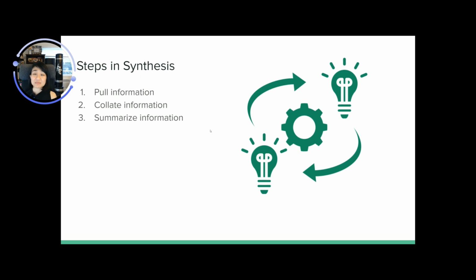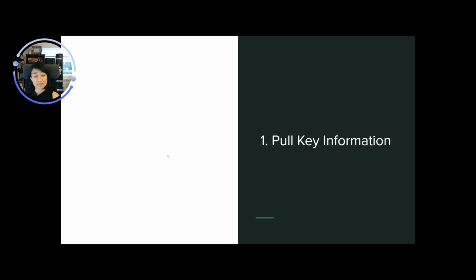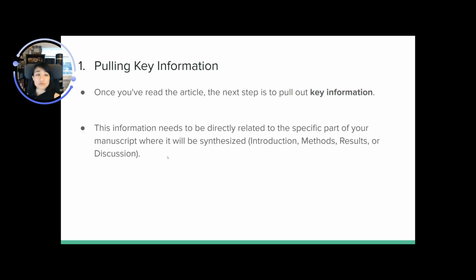So what are the steps in synthesis? Three simple steps. Number 1, you need to pull information. Number 2, collate information, which means you gather and combine information. And then 3rd, you summarize the information. All right, let's talk about pulling key information. Once you've read the article, the next step is to pull out key information. This information needs to be directly related to the specific part of your manuscript where it will be synthesized, where it could go into introduction, methods, results, or discussion.